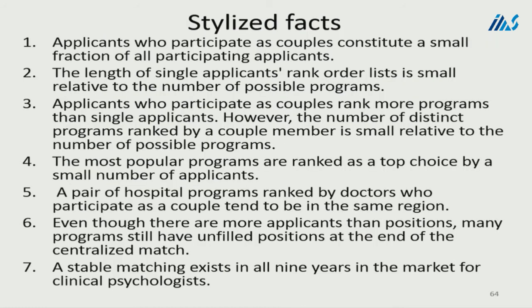Okay, so first some stylized facts. The applicants who participate as couples are a pretty small fraction, and the length of rank order lists is pretty short. Those are going to be the elements of the model. And what I'd like is a theorem that says something like the probability that there won't be a stable matching gets small as the market gets large. So to get a theorem about probabilities of matchings, I have to think about random matching markets.